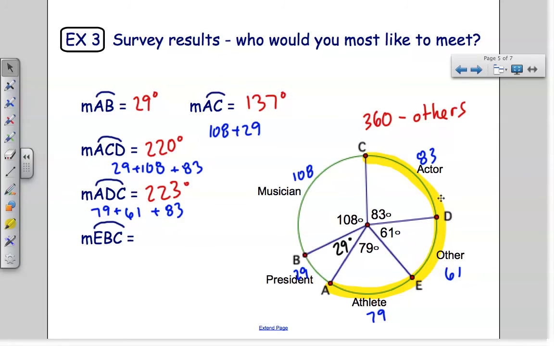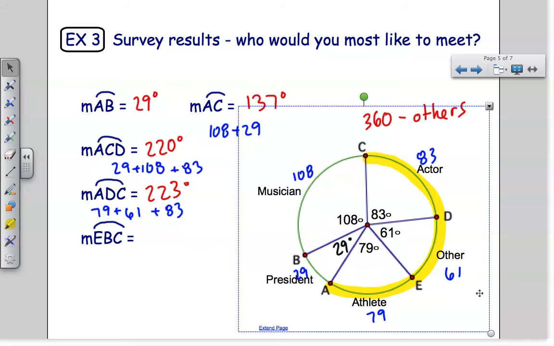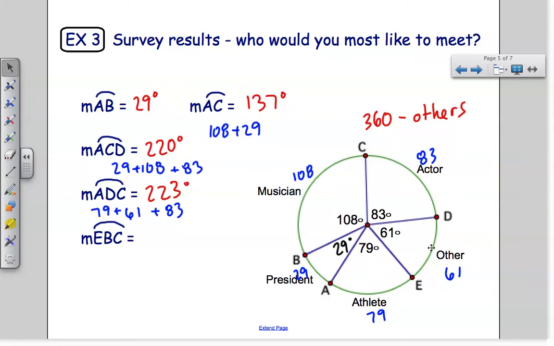And last one on this slide. Measure of arc EBC. Starting at E, go through B to end at C, another major arc. Looks like I'm going to have to go this way. I went through B, I'm ending at C. And again, arc addition, add up all the arcs along the way.